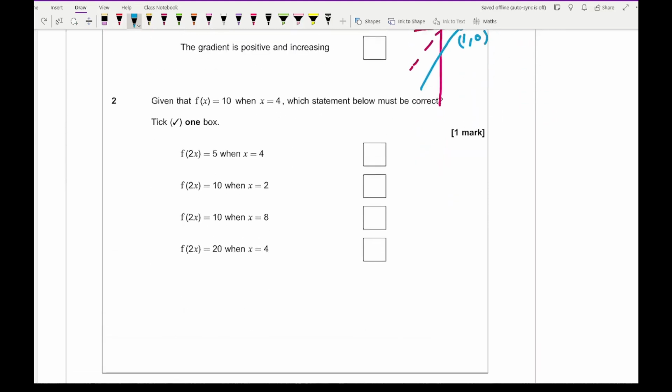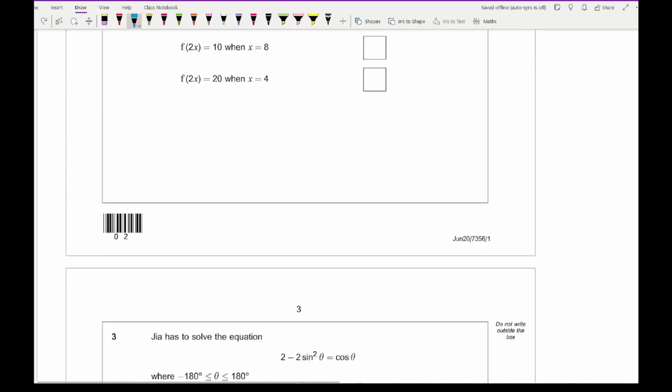Then moving on to question 2, it says given that f(x) equals 10 when x equals 4, which statement must be correct? Tick one box. And the correct answer there is going to be this one here. Now the reason for this is because when you are technically multiplying something by 2, you are going to be dividing it by 2. So therefore here we're halving x, so therefore we're going to be doubling our x in our function because it always has the opposite effect when it comes to graph transformations.